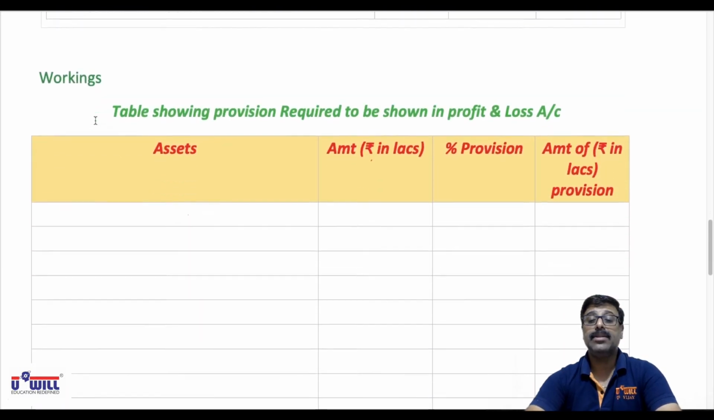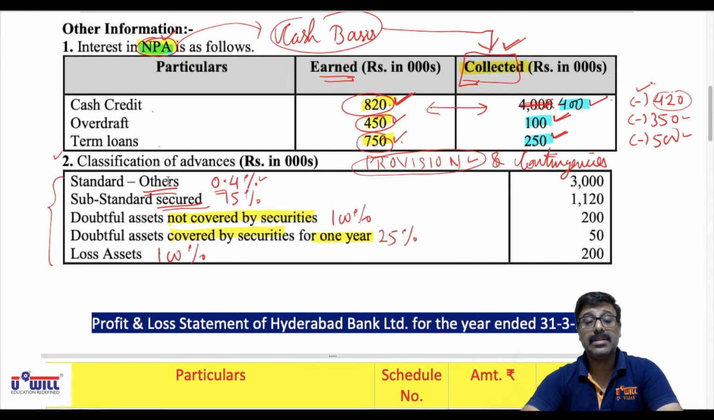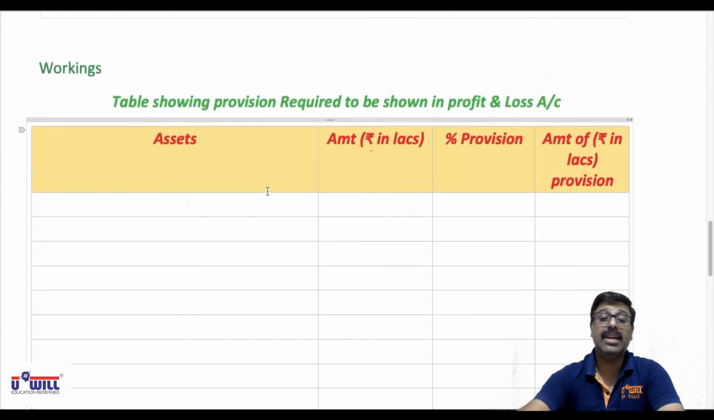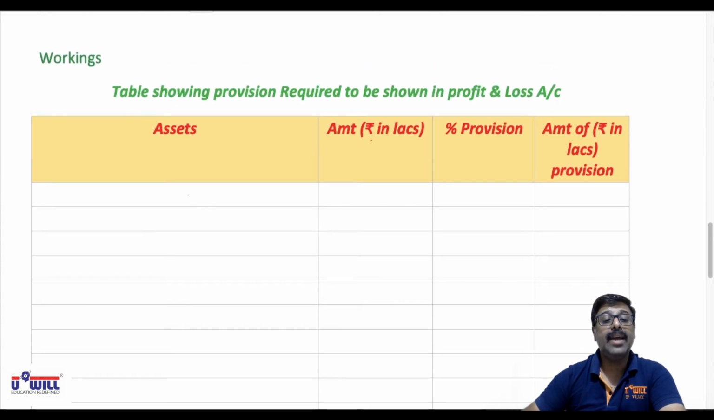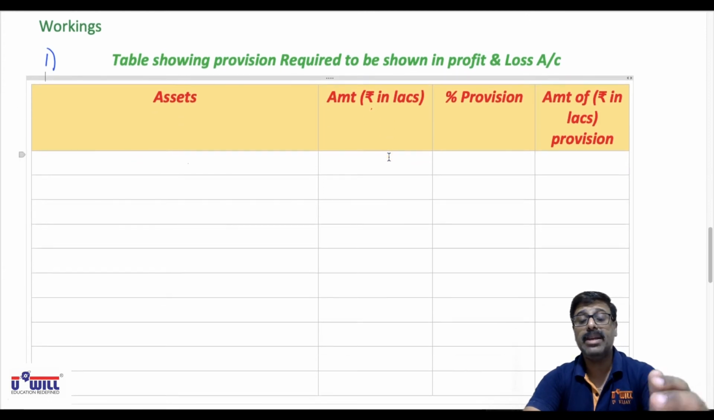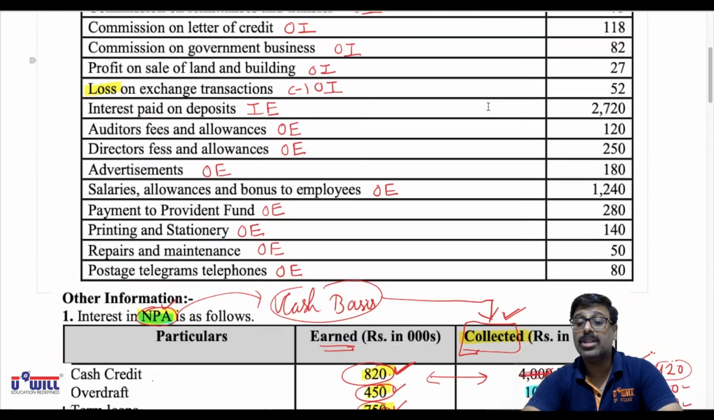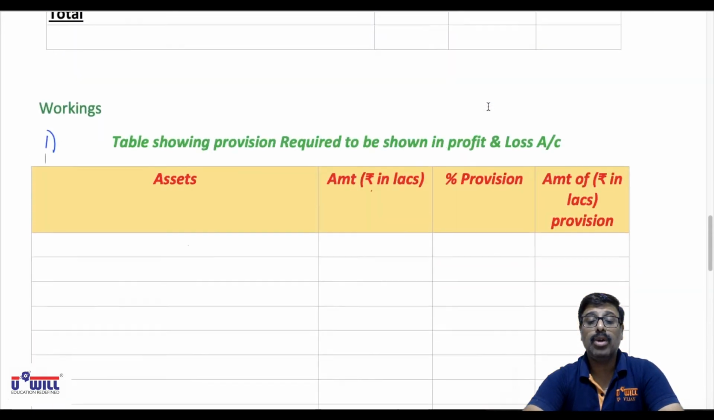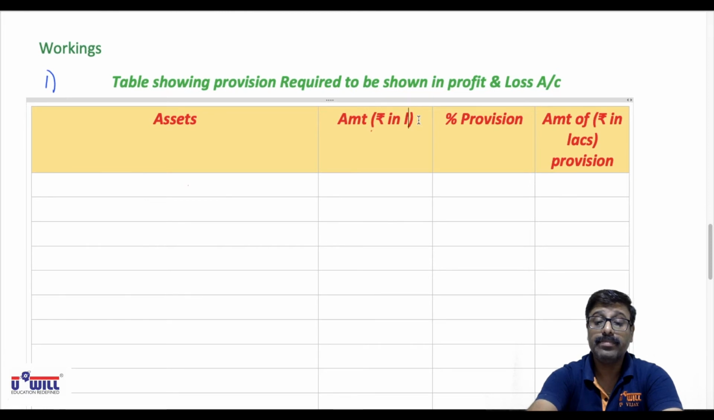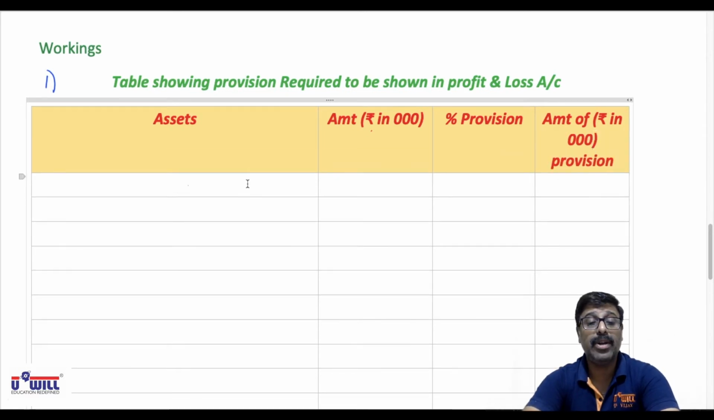Now we shall make the workings. We have to make working for the second adjustment, that is for advances, how much provision is to be created. So all of you give the heading working note 1, and within that working note 1, make this table showing provision required to be shown in profit and loss account. Pause the video and make this table. Assets amount, rupees in lakhs. Here rupees in lakhs are not there, sorry, rupees in thousands are there. So all of you write rupees in thousands. Percentage provision, and then again amount of provision in rupees in thousands. Pause the video and make this table, everyone.